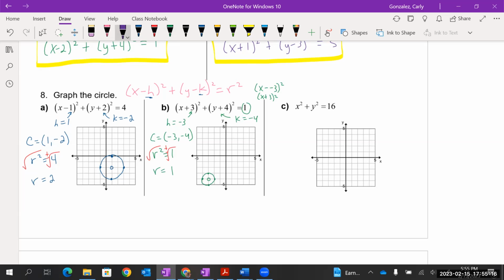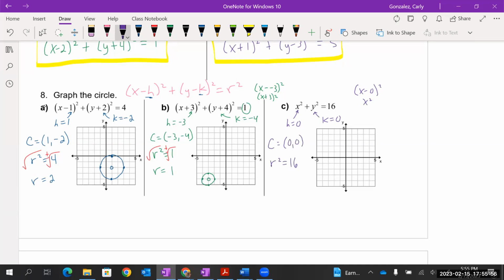Last but not least, we have x squared plus y squared equals 16. Now, we don't have any adding or subtracting with the x. So h is actually going to be 0. And if we wanted to test that out, x minus 0 squared just simplifies to x squared. And the y value of our center, k, will also equal 0 since there's no adding or subtracting with the y. And therefore, our center will actually be at the origin, 0, 0.